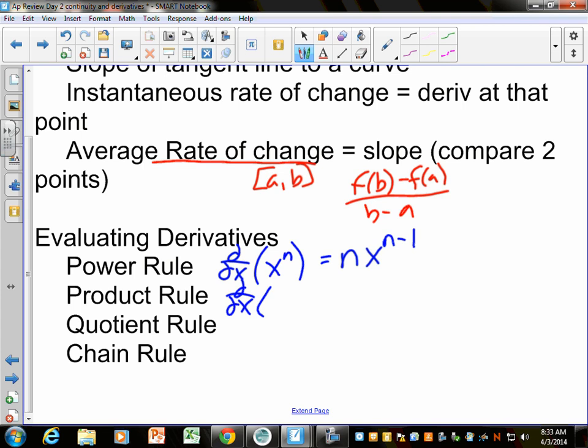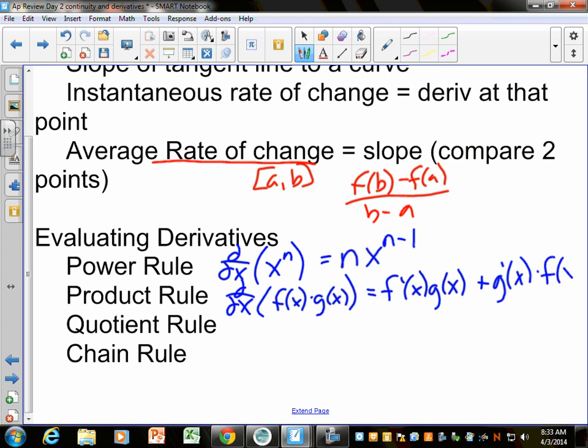But if you have two functions times each other, so we could just say like f of x times g of x, remember that the product rule is you take the derivative of the first function times the second function plus the derivative of the second function times the first function. It doesn't matter which one you write first because you're adding, and it doesn't matter which one you write first in terms of the multiplying either, as long as you take the derivative of one times the other plus the derivative of the other one times the first one.